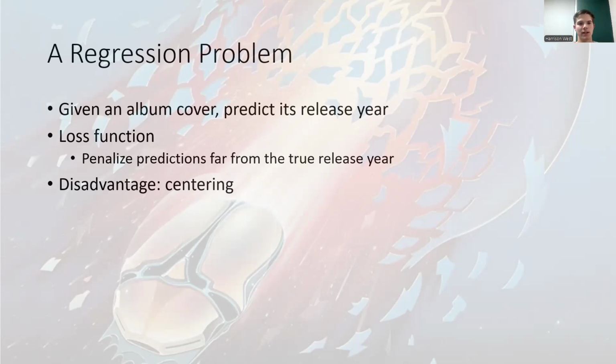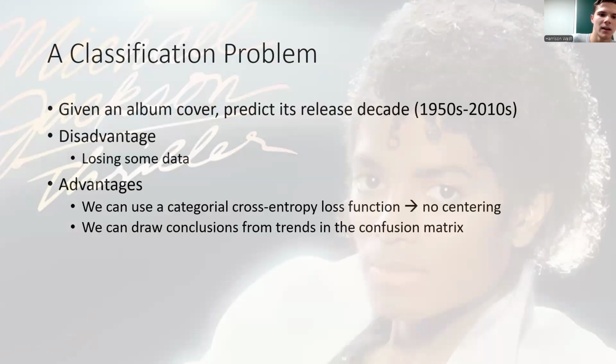So that's when I turned it into a classification problem, where given an album cover, you predict its release decade from the 1950s to the 2010s, so 7 decades. The disadvantage is we are losing some data, right? We actually know the year an album was released. And so we don't have the nuance of the difference between 1950 and 1959.